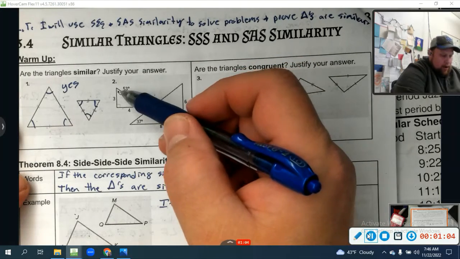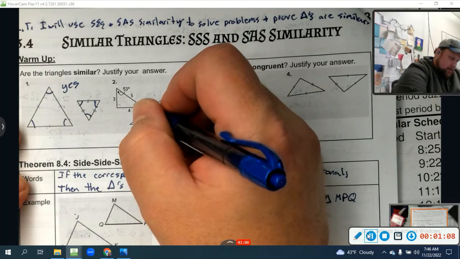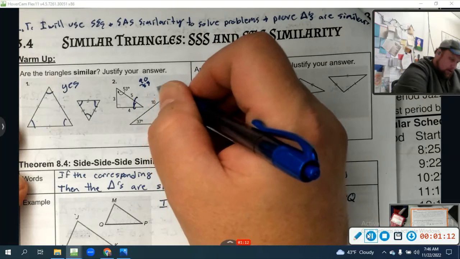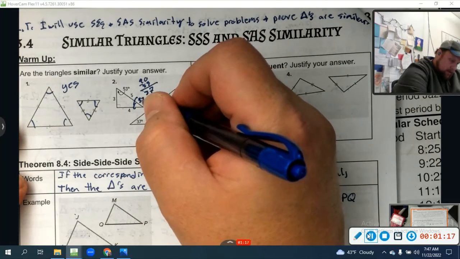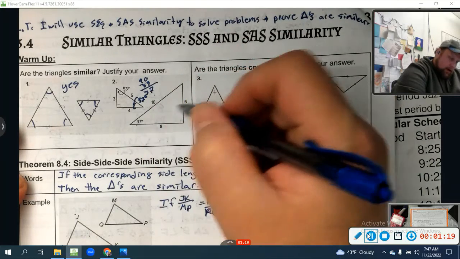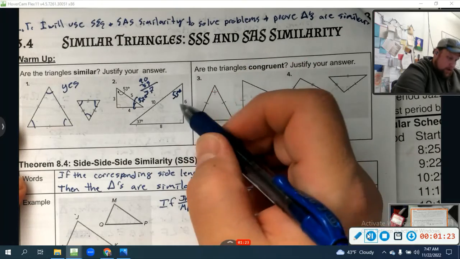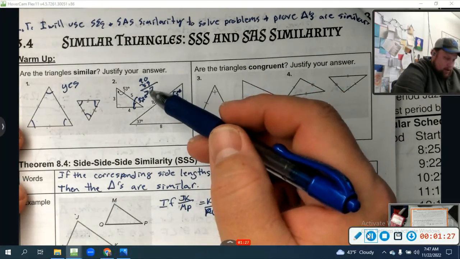Okay, right here, see it says 53 degrees right there, that's 90, so to get this last angle right here is going to be 90 minus 53, which is what, 37? So that's going to be 37 degrees. And right here is 37 degrees and 90, so we know this is going to be 53 degrees. So again, we have angle, angle, angle. But I could look at their sides as well.